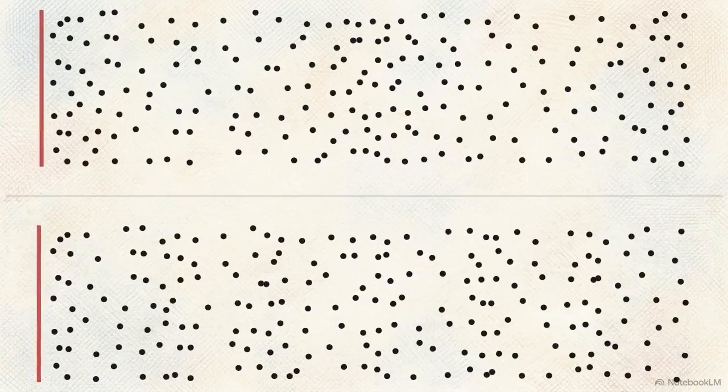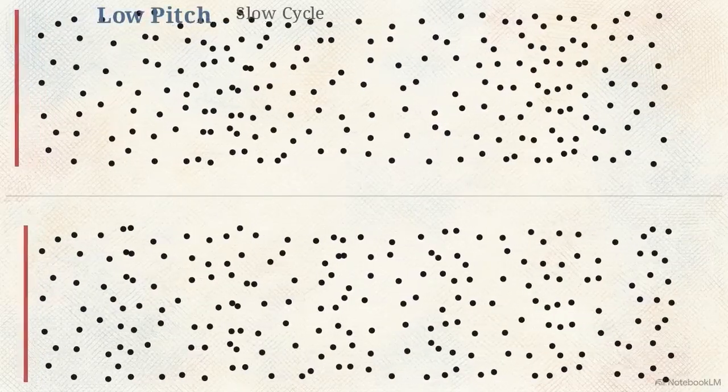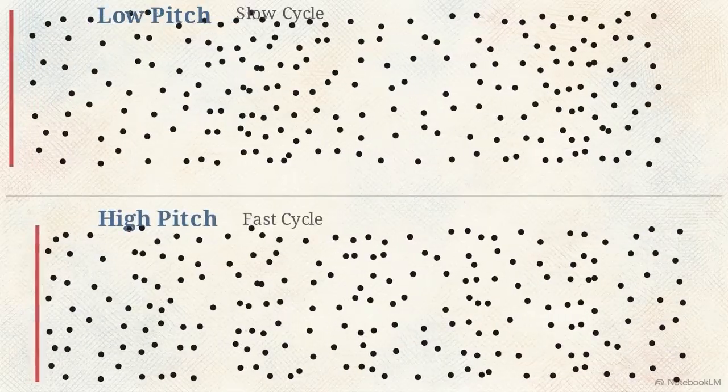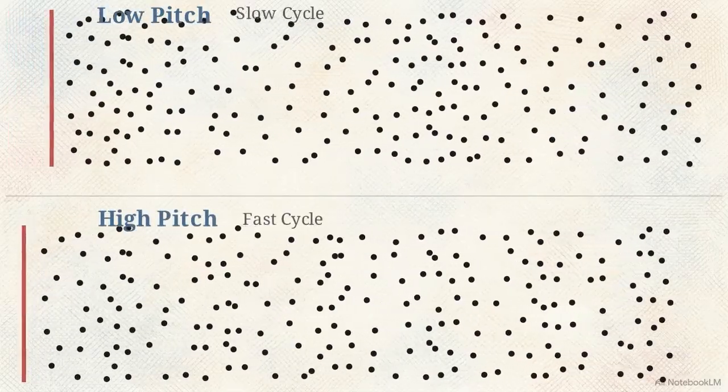Frequency measures how fast that pressure wave repeats its cycle every second. Our brains interpret that physical speed as musical pitch. A slow cycle gives us a deep, heavy bass note, while a fast cycle sounds bright and airy.